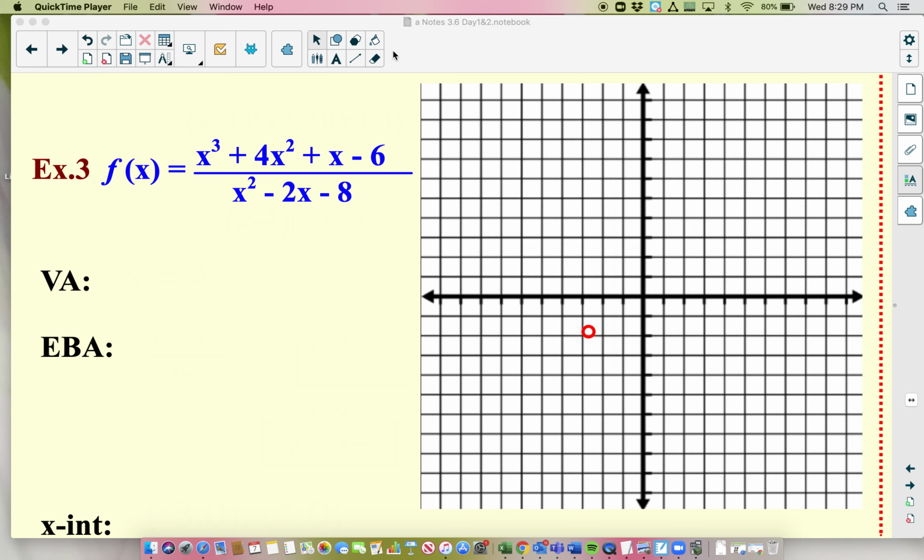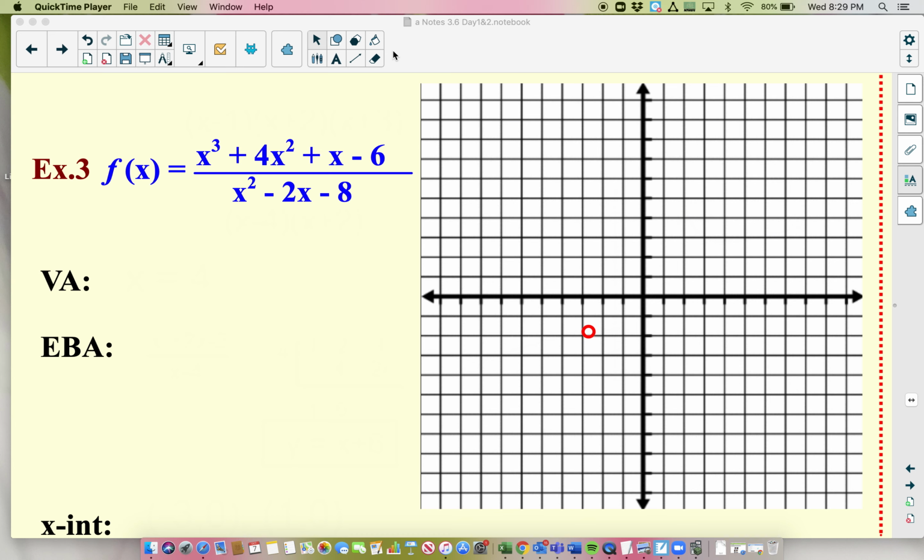All right, this is day 2, or still day 2 of 3.6, but the third example. So you will notice you have a just a little bit bigger of a polynomial within your rational function here. So your numerator is a higher degree cubic than your denominator. So you know for your end behavior asymptote, you're going to do some division.